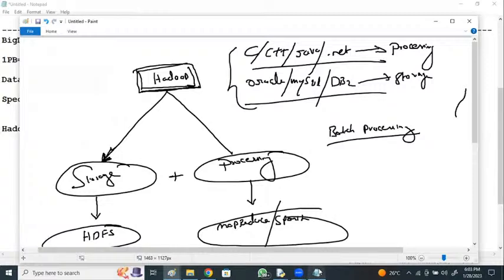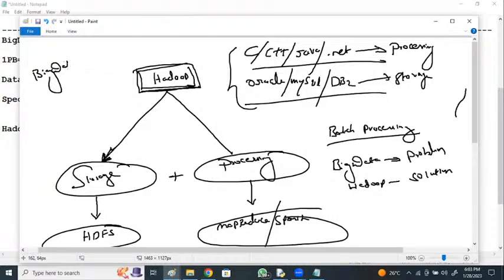Now coming to this, understood, right? What is big data, Hadoop? If I take big data as a problem, huge data generation, then I can say Hadoop has the solution for it. Or if you take big data as a concept, Hadoop has the solution for it.